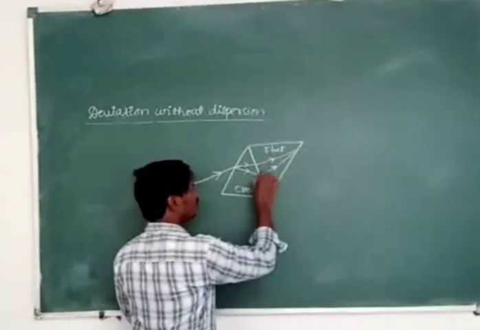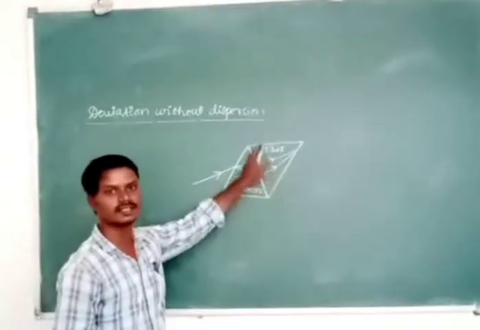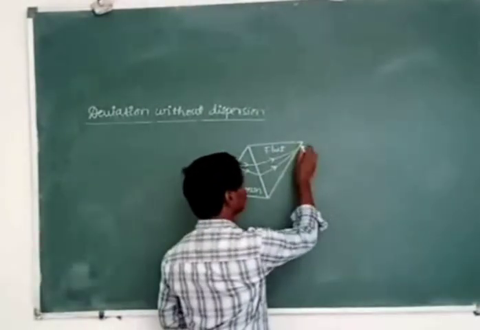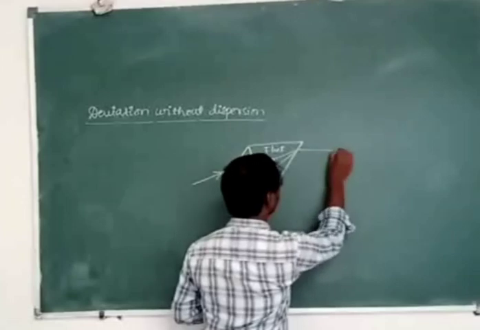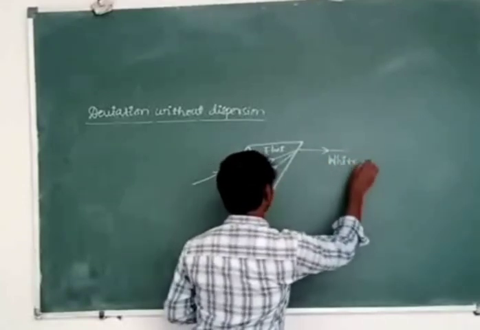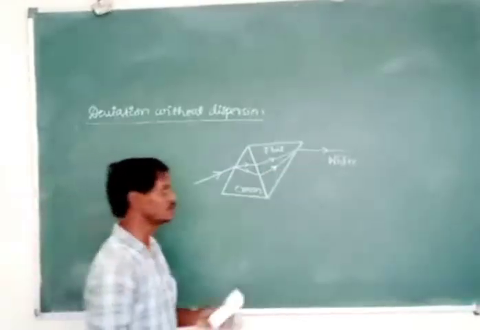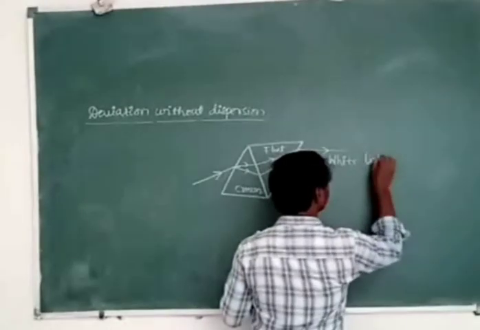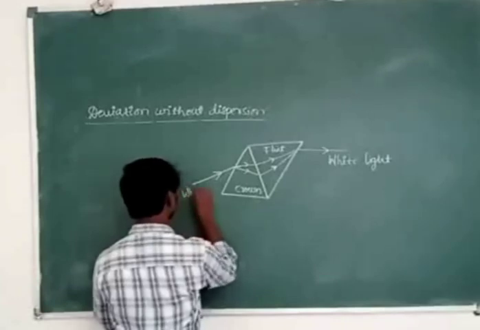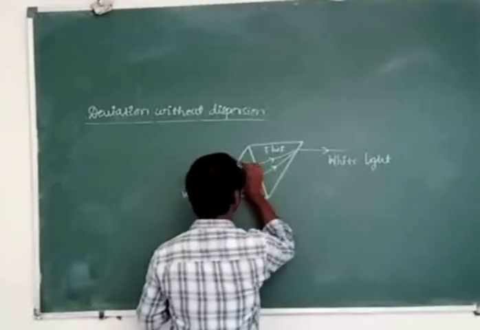Here the rays are bent towards the normal because they travel from a low refractive index medium to a high refractive index medium. The colors travel here, and these two colors will meet at this point and combine to form white light. The incident light is white light and the emergent light is also white light, meaning there is no dispersion, but there is a deviation.